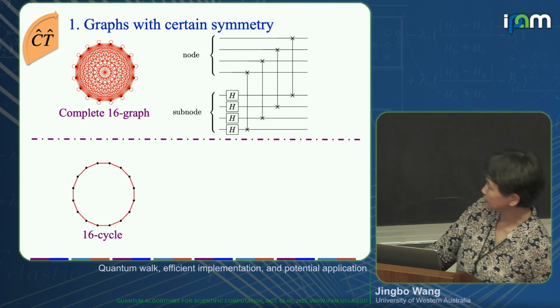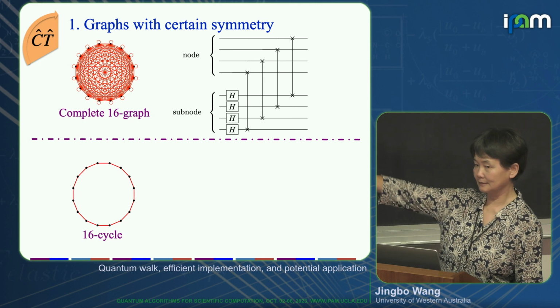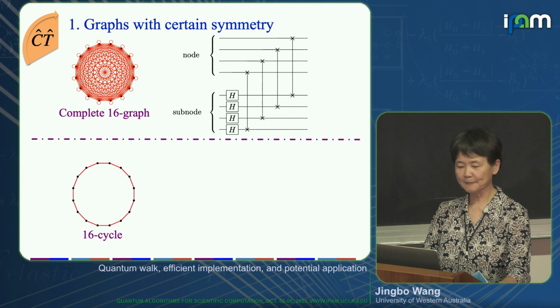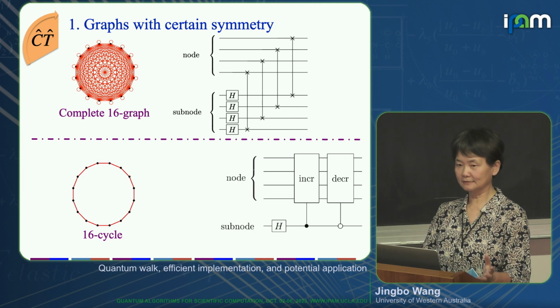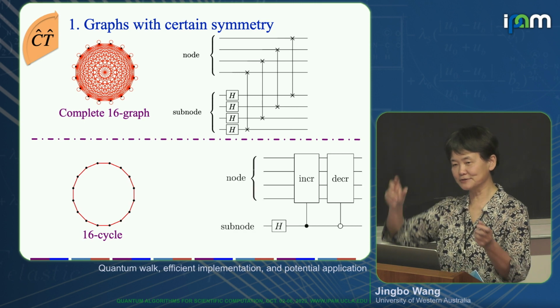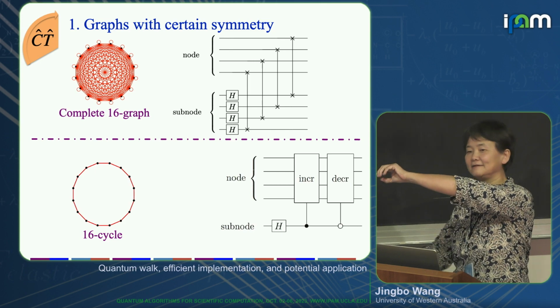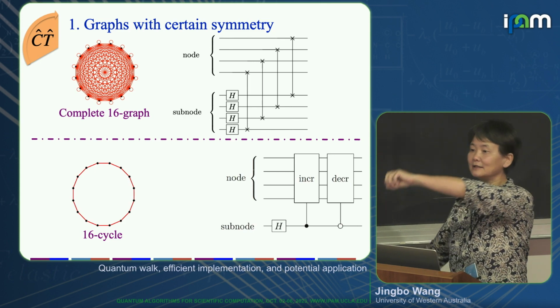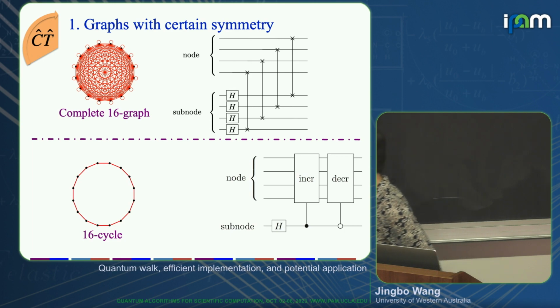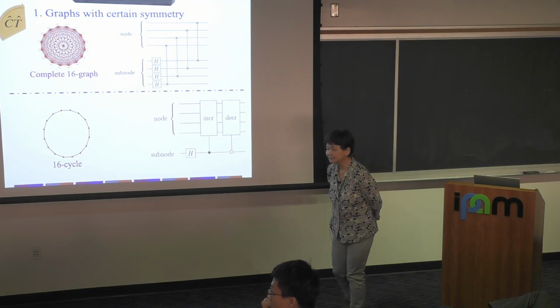So let's go to reduce the symmetry somewhat and a cycle. The cycle is also quite interesting because everything moves this way if the coin is positive, and everything moves the other way if the coin state is negative.